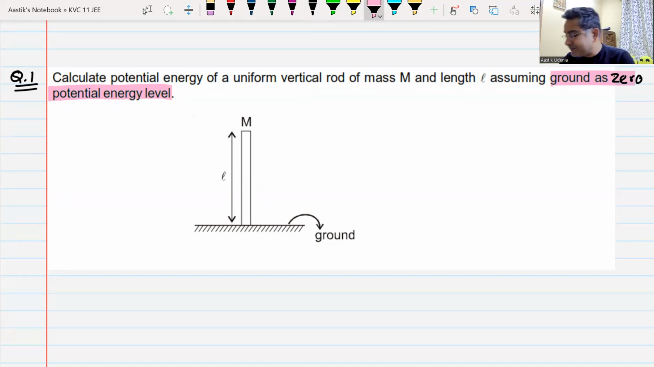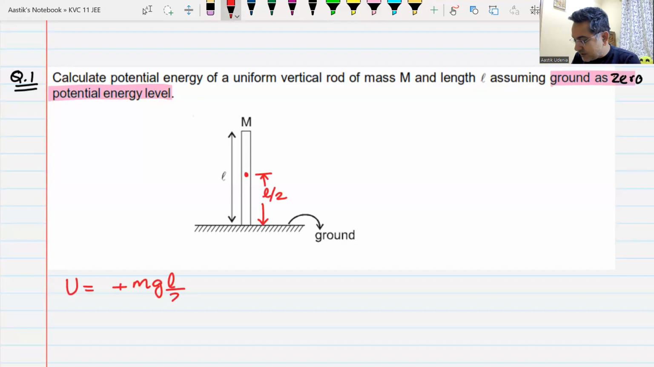I do not want you to waste any more time on this. You just have to find the center of this rod, and find the height of the center of the rod from the ground, which is taken as your zero energy level. Then the potential energy of this rod standing straight will be equal to plus mgL by 2. So you can just draw this diagram, mark the center, and write that the potential energy of this rod is plus mg into L by 2.